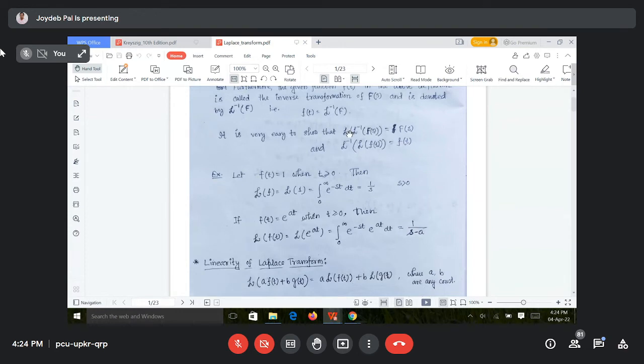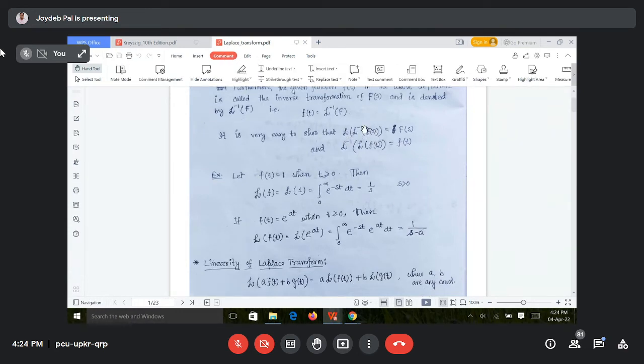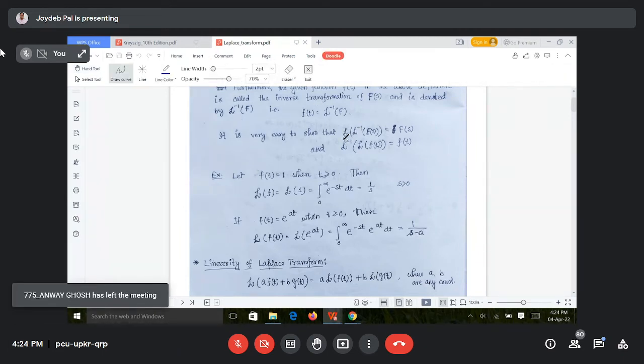Now these are simple properties of Laplace inverse, simple properties of a function. L of L inverse of capital F(s): what does L inverse become? Identity mapping. So L of L inverse of capital F(s) is capital F(s), and L inverse of L of f(t) is f(t), small f(t). So these are simple properties of that inverse function.